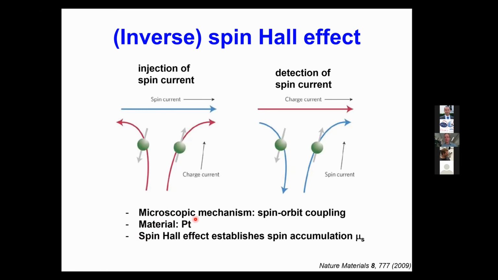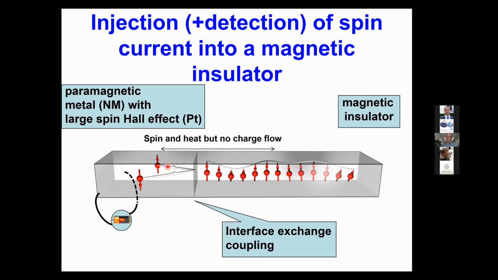So a typical material that people use nowadays is platinum. That's the favorite material. What is important for our discussion is that the spin Hall effect establishes a spin accumulation. If this happens in a metal that stops here, then you build up a spin accumulation that decays away from the interface exponentially over the length scale, the spin diffusion length that I discussed previously. So why is this a useful effect? It's useful because it allows you to set up a spin accumulation near an interface between a metal and something that does not transport a charge.